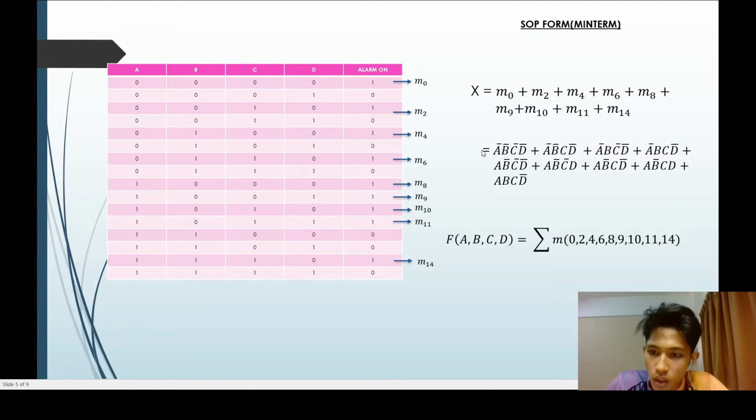So we use the small m because it's a minterm, which is SOP form. So here are the terms from the truth table, which are 0, 2, 4, 6, 9, 10, 11, 14, which is for the output 1.